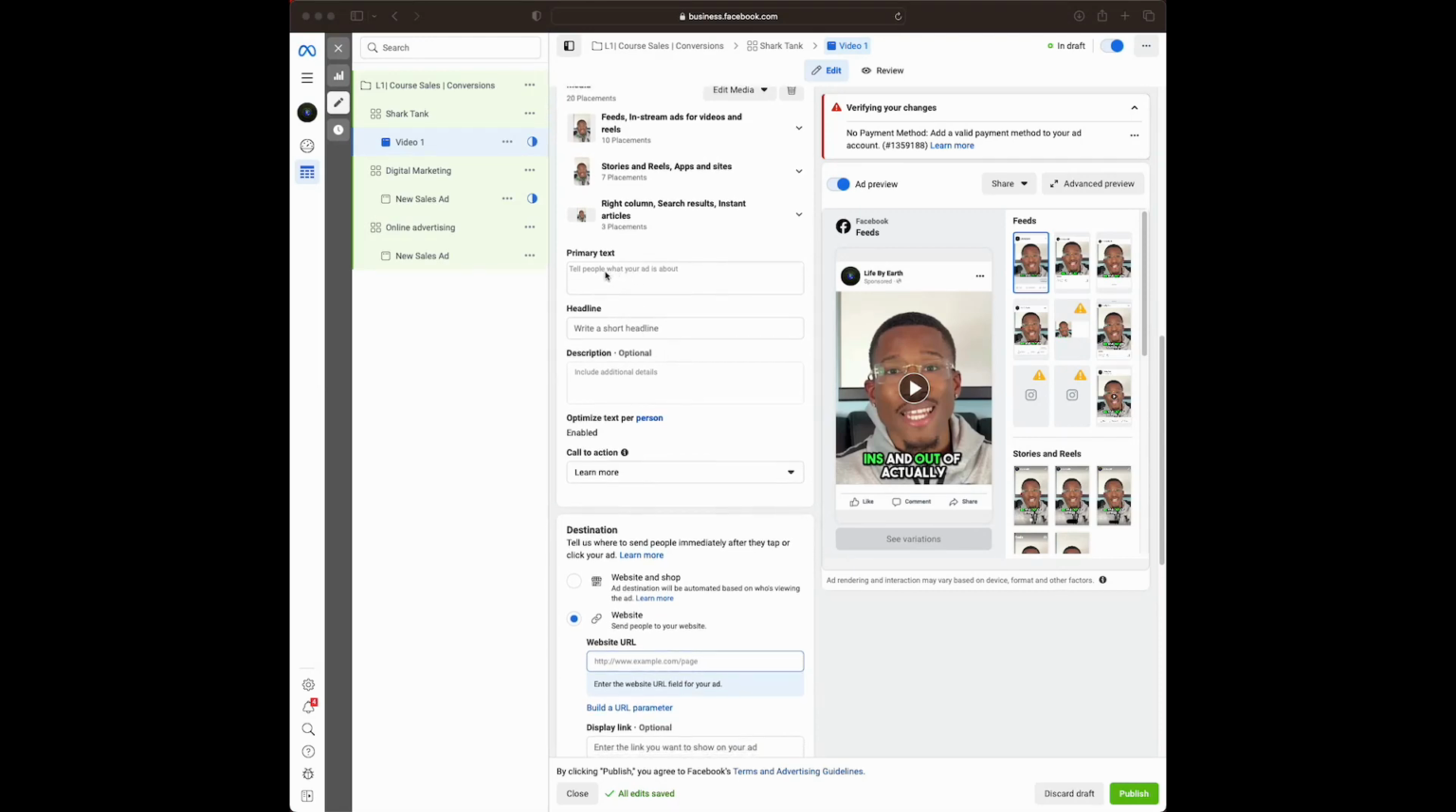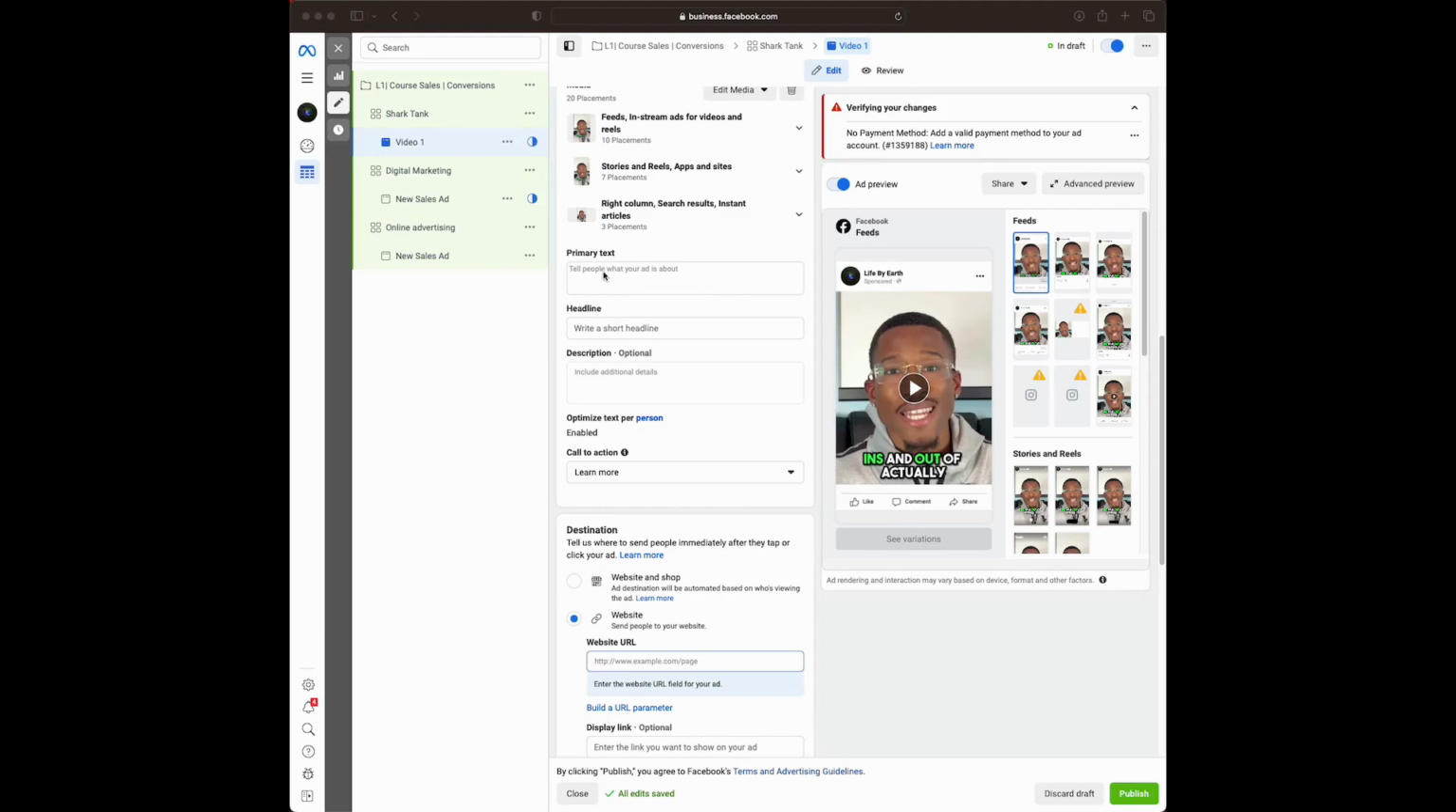Now, getting here to primary text. This is where we're going to actually put our ad copy, right? And again, some of you guys may say, I don't know how to write ad copy. Well, I got you. I'm going to give you another quick and simple formula that you can use to be able to write good ad copy that actually converts. This method is called the PAS method, right? P-A-S. It stands for pain, agitate, and then solution. So that is going to be the order in which we're going to write this copy.